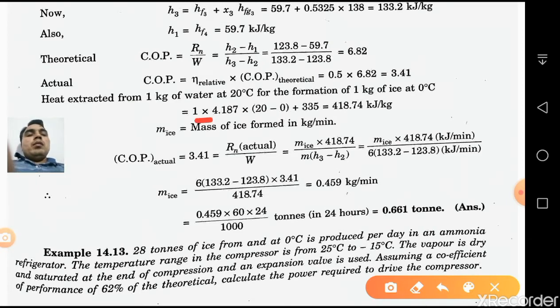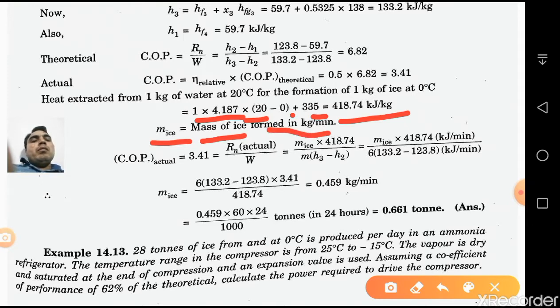So 1 into specific heat of the water, 20 minus 0, plus latent heat of the ice. So it is the amount of heat for 1 kg of water that is extracted from that water. So m is the mass of ice formed in kg per minute.